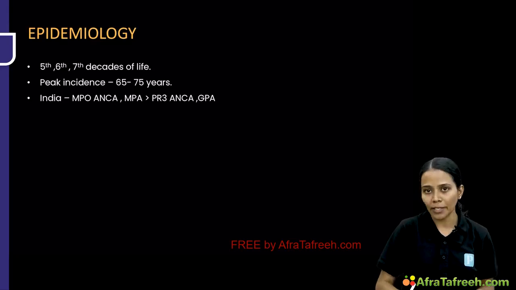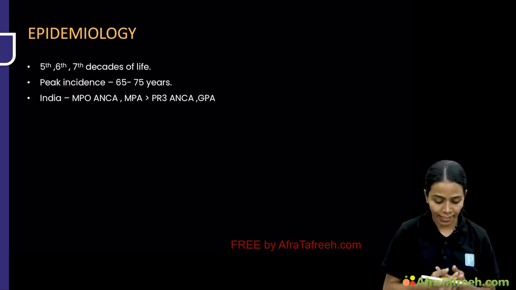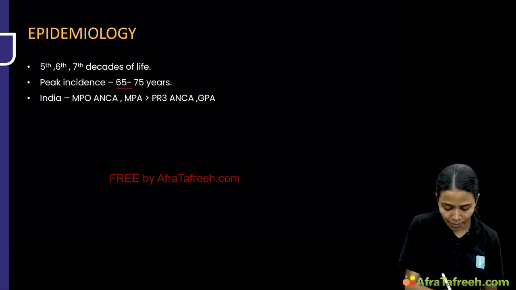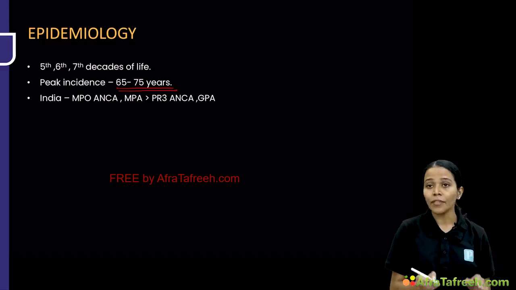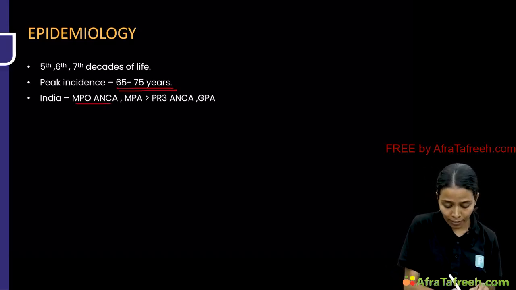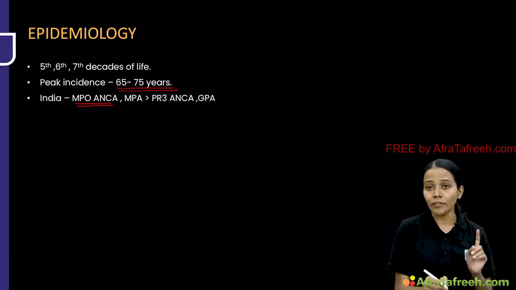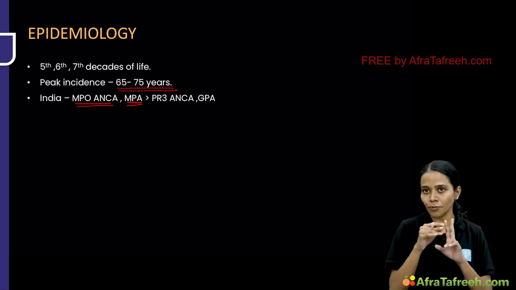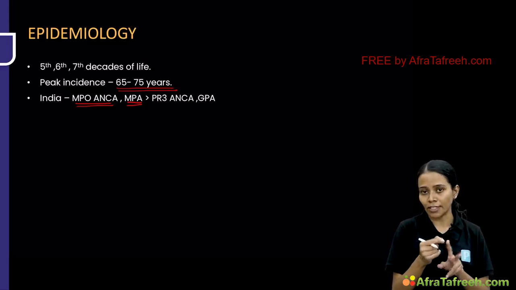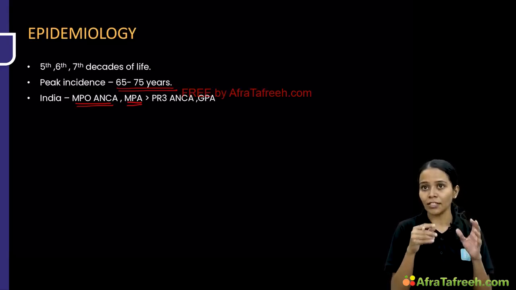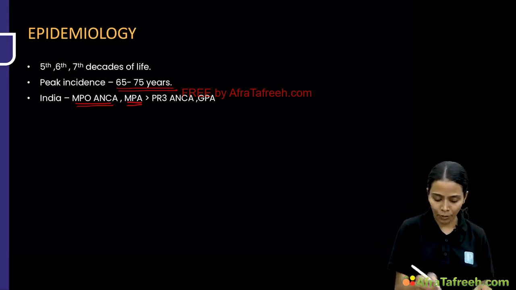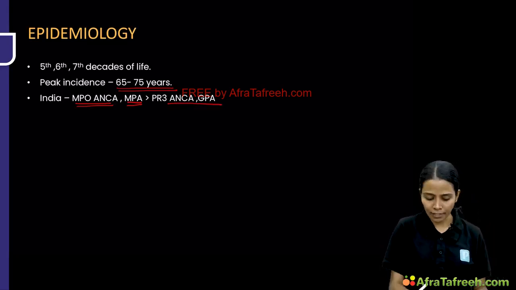Okay. Now coming to the epidemiology, this is mostly a disease of the elderly. It is seen in the 5th decade, 6th decade and 7th decade of life, with the peak incidence being 65 to 75 years of age. Okay. In India, you see MPO ANCA, that is myeloperoxidase ANCA, which is more common, and MPA being more common. So see, don't get confused between the diseases. MPA is microscopic polyangiitis. It's a type of ANCA vasculitis, but MPO is an antigen in the vasculitis. So MPO ANCA and MPA are more common in India when compared to PR3 ANCA or GPA, that is Wegener's.